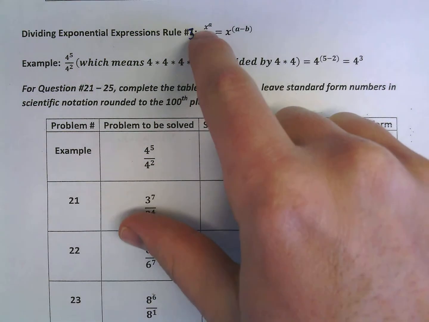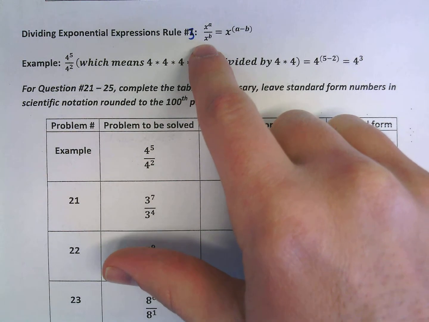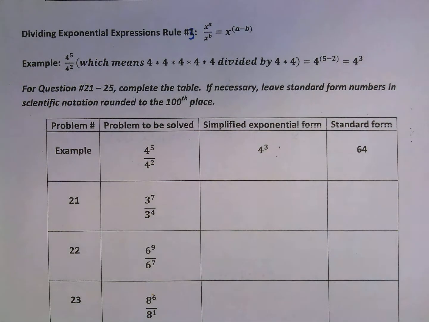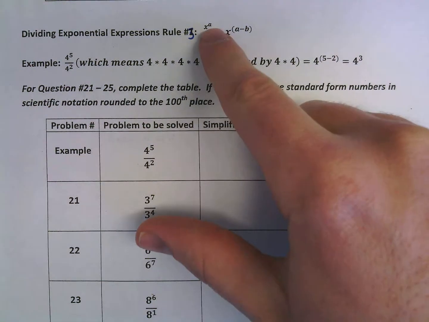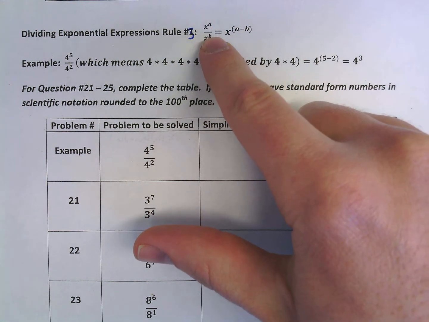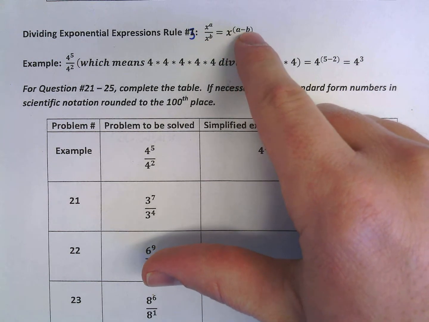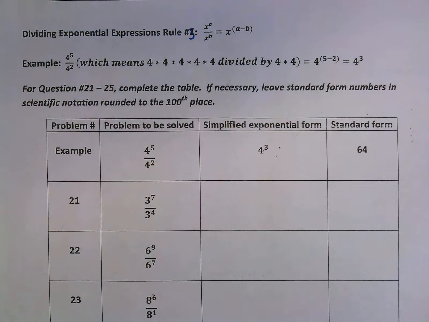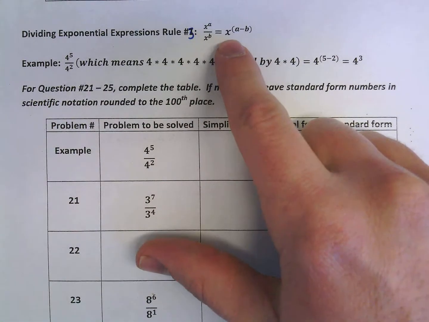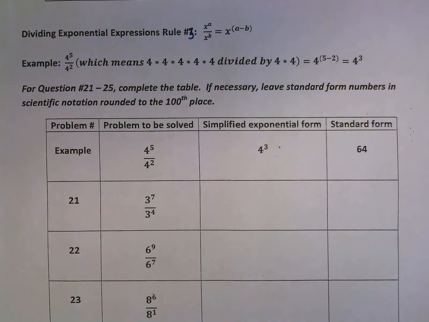So for instance, x and x suggests we have the same base. When we have that, we can turn it into a subtraction of those powers. Notice my top one is an A, my bottom one is a B. I can take my top one and subtract the bottom one to give me my new power with that same base of x. All right, so that's the general form for this new rule.